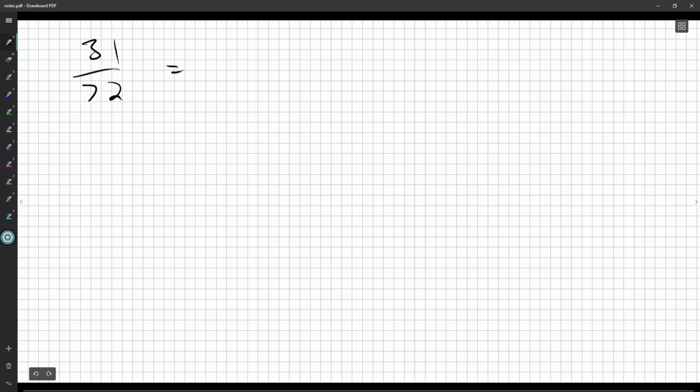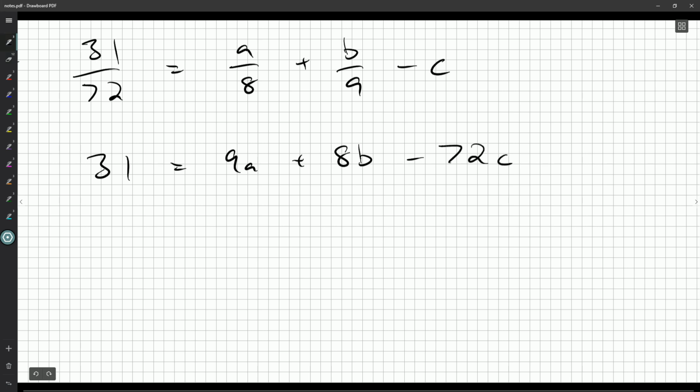I think the fractions there are just sort of there to scare me, I guess, a little bit. Okay, let's just multiply everything by 72. You'll get 31 over here. 72 divided by 8 would leave 9, so we'll get 9 A's, 8 B's, and minus 72 C's. Okay, so this is nicer. It's less fraction-y, I guess. Now we want to make B as small as possible.